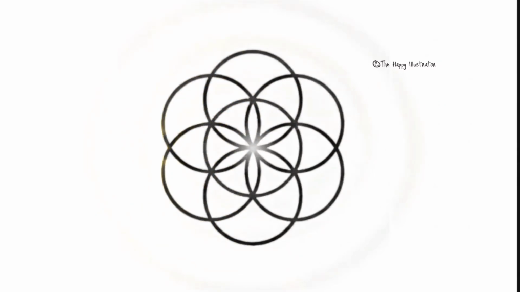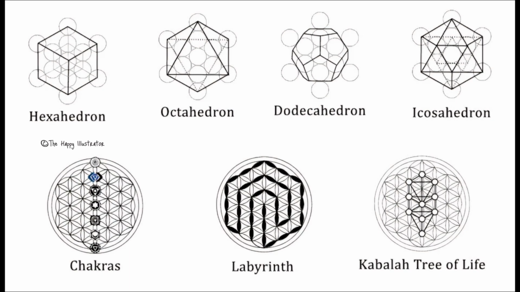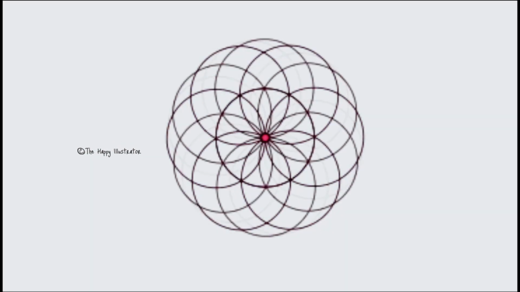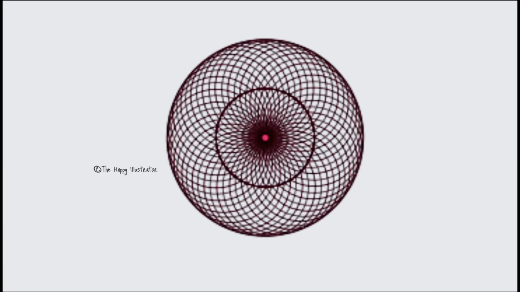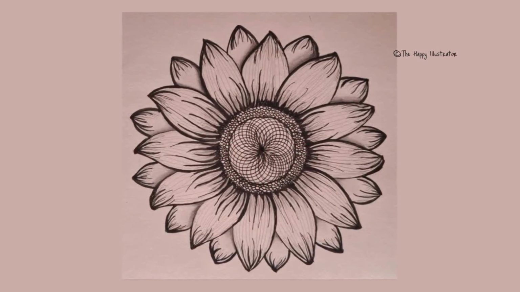The seed of life. It is one of the most fundamental symbols in sacred geometry. Its pattern can be found throughout nature, hidden within many forms of life on earth. Today, we are going to explore one beautiful example of that connection, the sunflower. And to create it, we will begin with the seed of life itself.